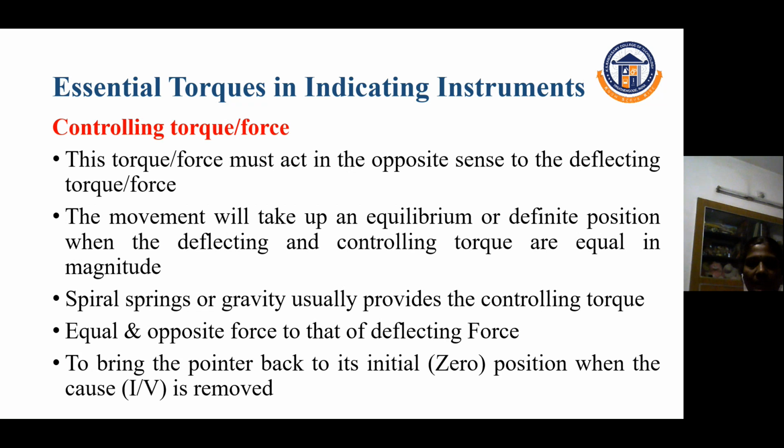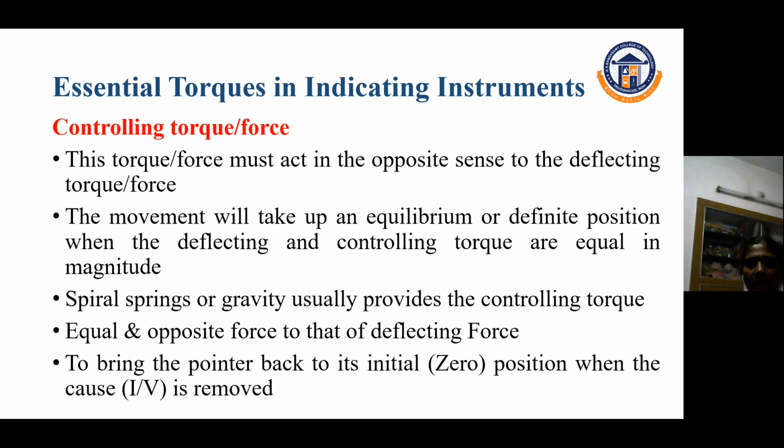Then what is the controlling torque? The first torque needed is deflecting torque, and the second torque needed is controlling torque. This controlling torque must be in the opposite sense of the deflecting torque, and it should be equal. The movement takes up an equilibrium or definite position when the deflecting and the controlling torques are equal in magnitude. If you see, the deflecting torque will be controlled by the controlling torque, and it will be in a static position at some number.